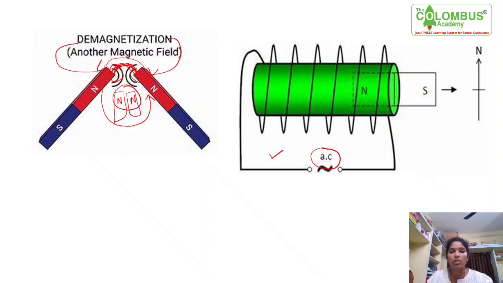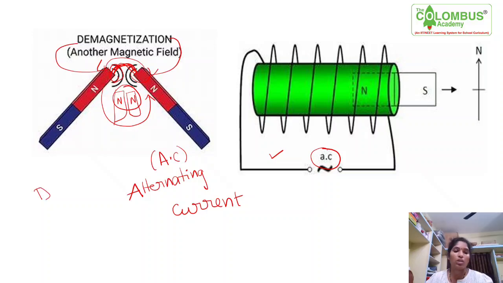What is this? AC means alternating current. You know, we have two types of current: one is DC and the other one is AC. AC means alternating current, DC means direct current. Direct current is from batteries. Whatever is in your household current is the alternating current.